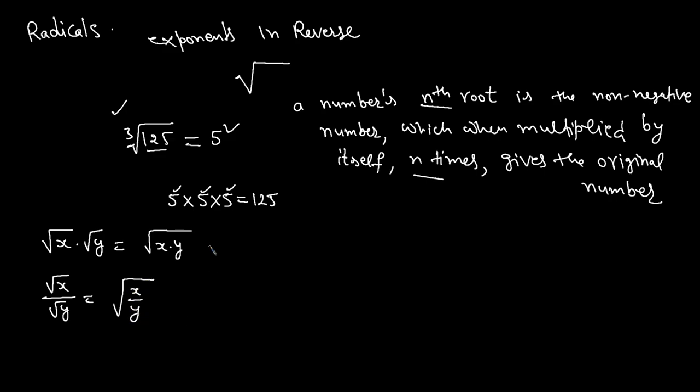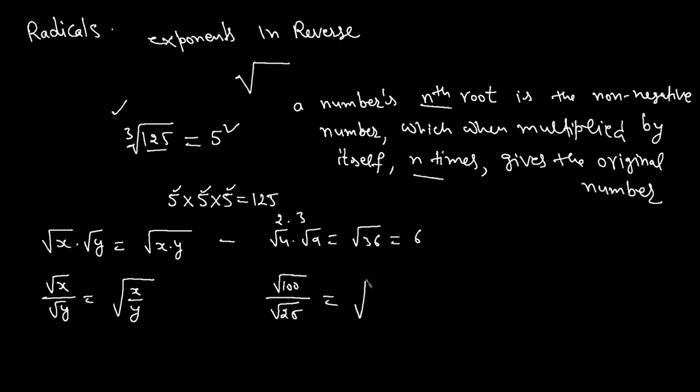Okay. So the example in this case is square root of 4 times square root of 9, which is going to be square root of 36, which is going to be 6. And if we do it separately, square root of 4 is 2, square root of 9 is 3. So 3 times 2 is 6. The answer is again the same.